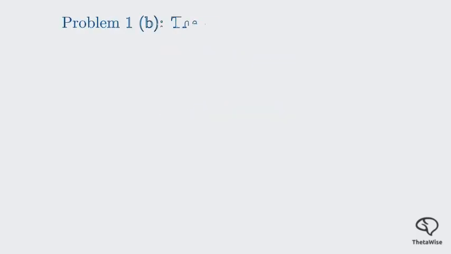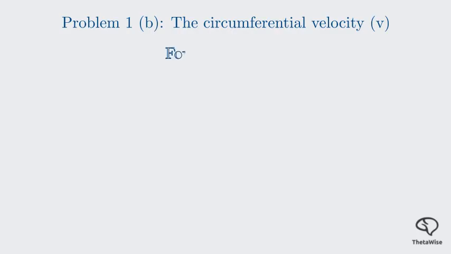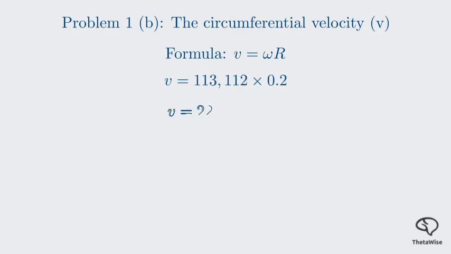Part B asks for the circumferential velocity, which is the same as the linear velocity, v. We can calculate this using the angular velocity we just found. The formula that relates linear velocity, angular velocity, and radius is v equals omega times r. From part A, we have omega equals 113.112 radians per second, and the radius r is 0.2 meters. Substituting these values, v equals 113.112 times 0.2. This gives us a circumferential velocity of 22.6224 meters per second. The memo shows 22.622 meters per second, which matches our answer when rounded to the same precision.